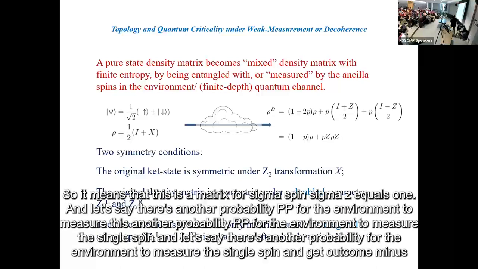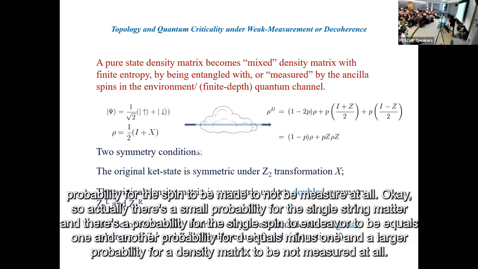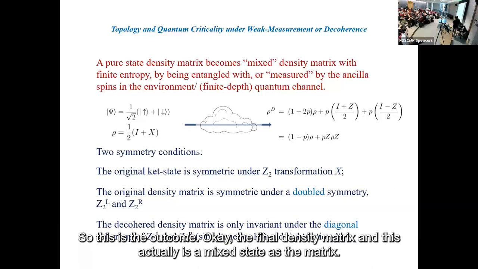So this is the density matrix for the spin with sigma z equals one. And let's say there's another probability P for the environment to measure the single spin and get the outcome minus one. This is the density matrix for the single spin with sigma z equals minus one. Then there's a larger probability for the spin not to be measured at all. So there's a small probability for the spin to be measured, with probability P for z equals one and probability P for z equals minus one, and a larger probability for the density matrix not to be measured at all. This is the final density matrix.